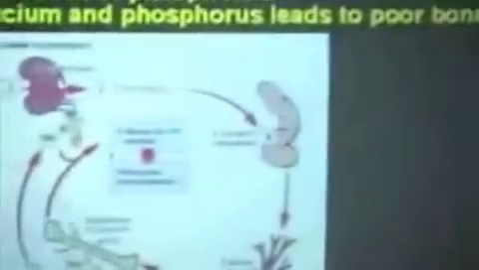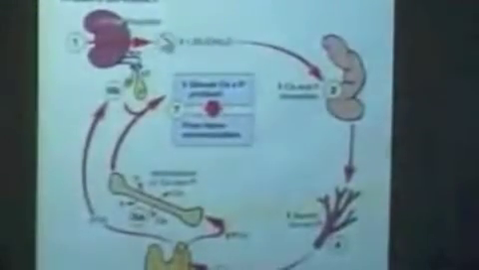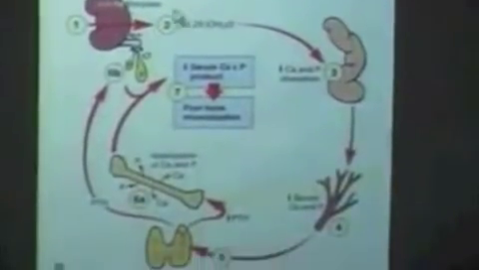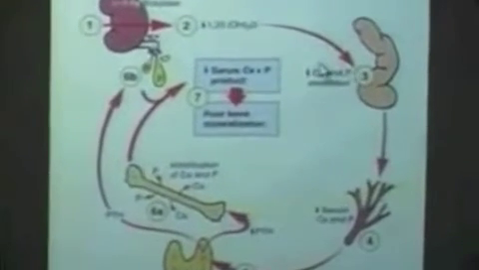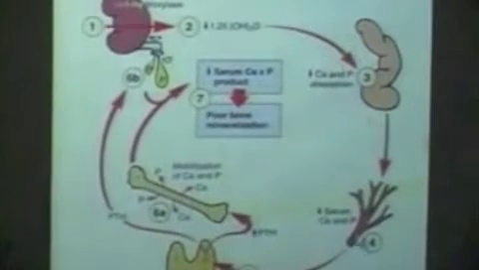So you have vitamin D deficiency. You have decreased levels of your activated vitamin D. You have decreased levels of both calcium and phosphate in your blood. So what will it do to the PTH? It will increase your levels of PTH.